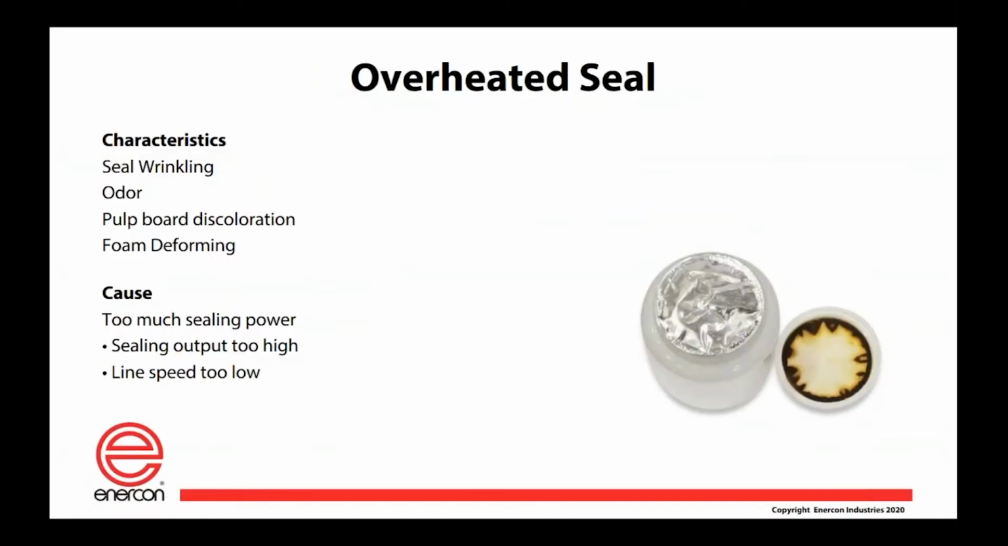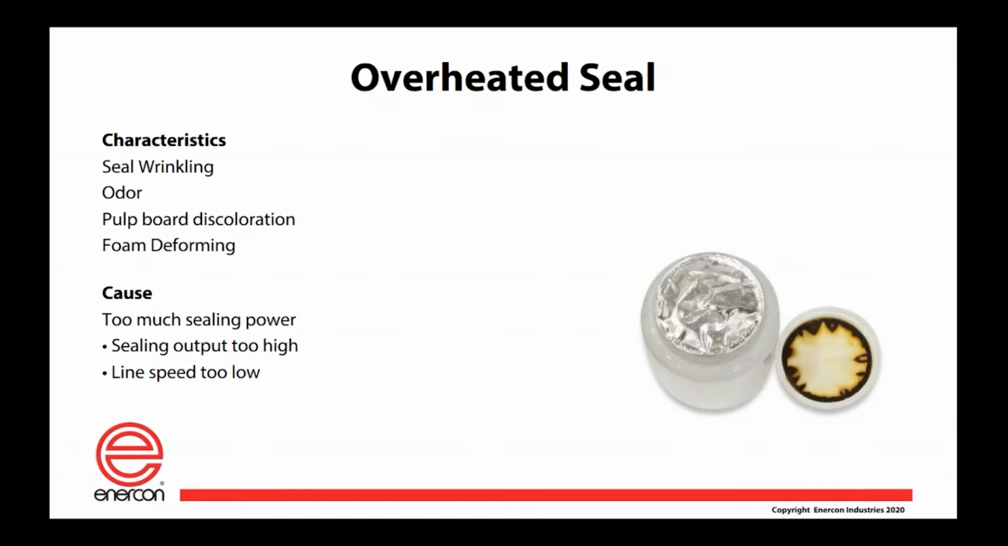Lastly, we've got an overheated seal. This image is pretty extreme, but it kind of shows what we're looking for. So if you're overheating the liner, you'll sometimes see some wrinkling in the liner. You will almost definitely be able to smell that the liner is overheating. In this picture, I'm sure this cap smelled terrible. You'll get a little bit of pulpboard discoloration. Again, this picture is pretty extreme, but you should not see any browning around the outside of the pulpboard if you've got a two-piece liner. If you've got a one-piece liner, maybe it's got a foam backing, you should not see that foam melting away from the edge of the liner.